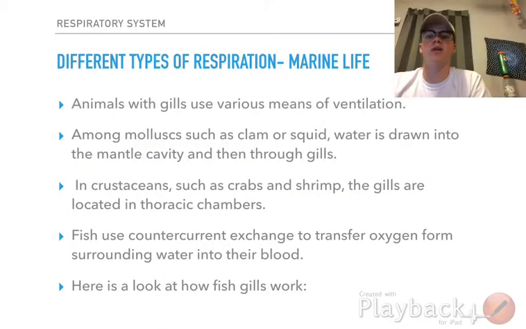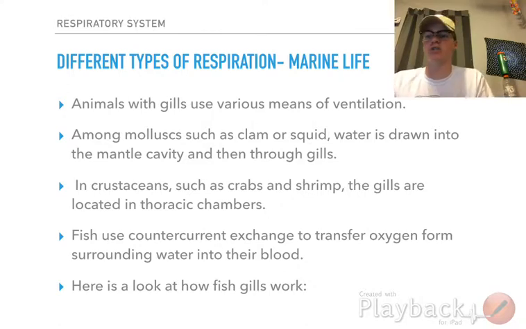There are different types of respiration, and this one focuses on marine life. Animals with gills use various means of ventilation. Among mollusks such as clam or squid, water is drawn into the mantle cavity and then through the gills. In crustaceans such as crabs and shrimp, tasty stuff, the gills are located in thoracic chambers. Fish use counter-current exchange to transfer oxygen from surrounding water into the blood.